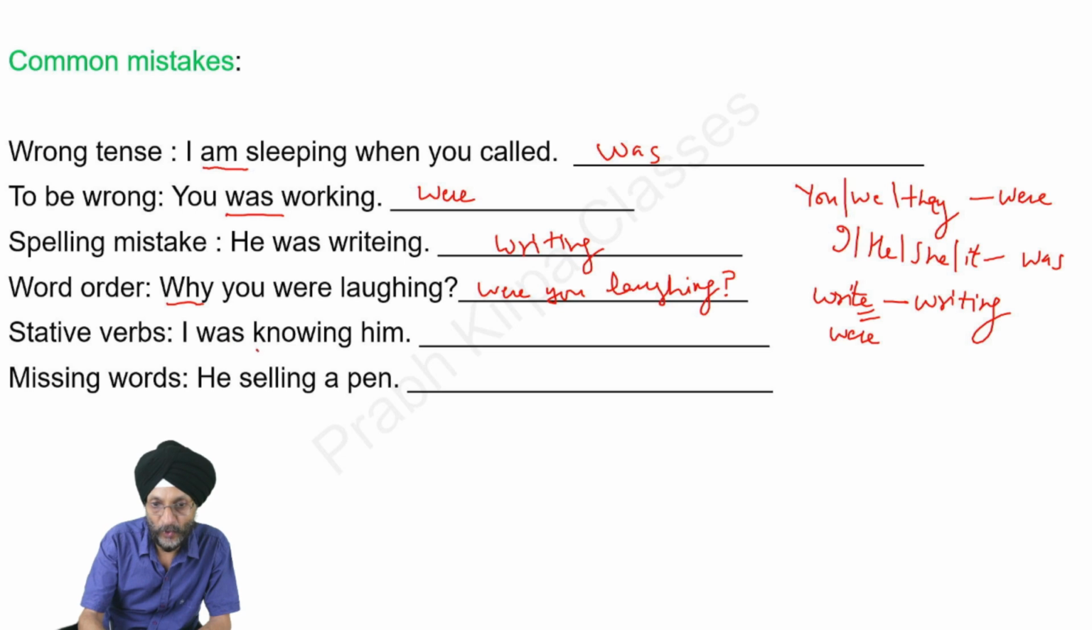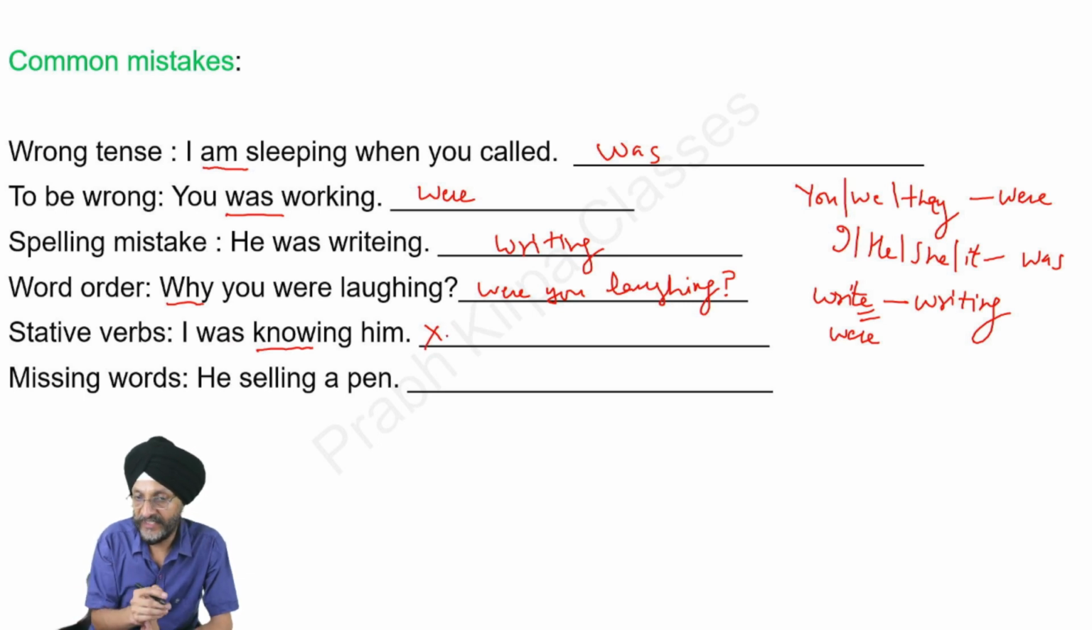Next, "I was knowing him." "Know" is a stative verb. So this sentence is wrong. We can make this sentence in past simple form and it will come as "I knew him." But this will be in the form of past simple form and not in the past continuous form.